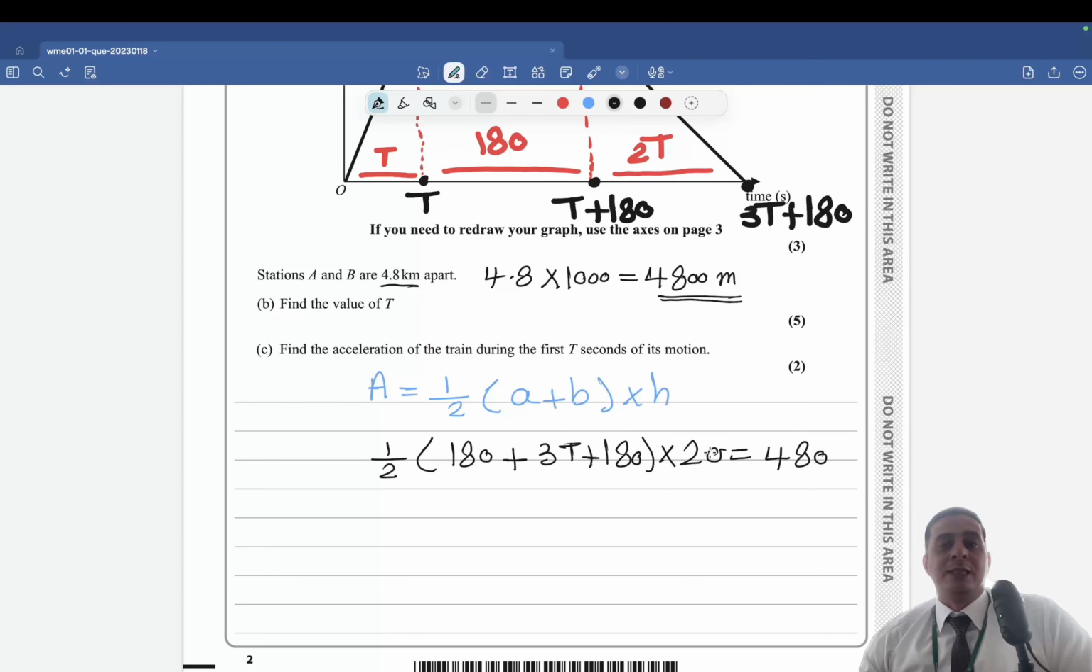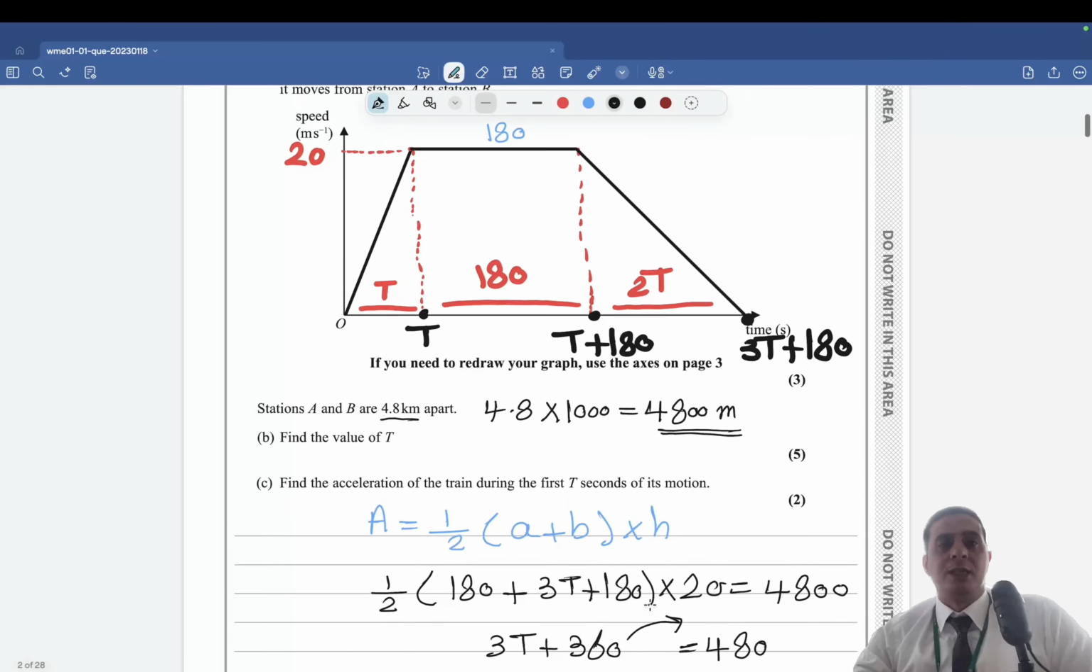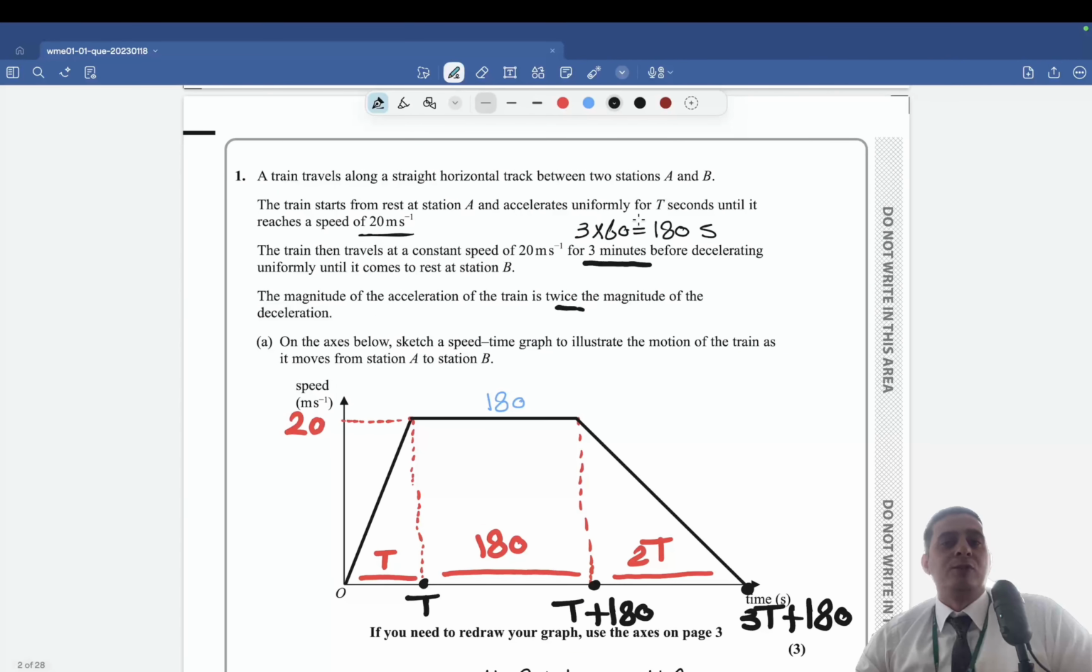Half multiplied by 20, that's 10. Divide by 10 on the other side, so that will be 480. Simplify that. 180 plus 180 will be 360. Subtract 360. So 3t will be 480 minus 360, which is 120. Divide by 3. 120 divided by 3 will give us 40. We don't need to include the unit here because the question at the beginning says it accelerates uniformly for t seconds, which means the value for t here is just a number. I don't need to include the unit.